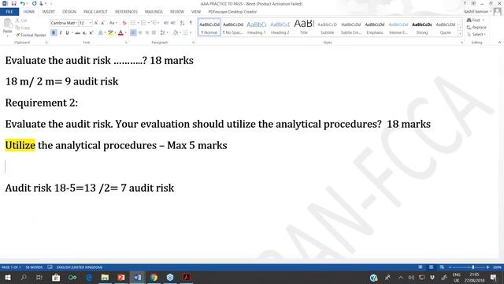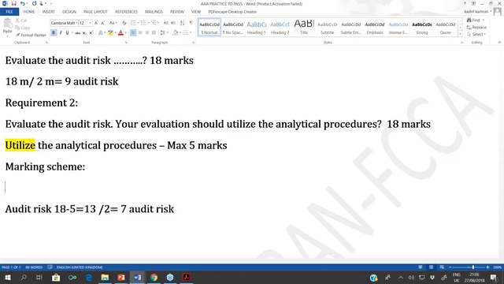But how should you do it? If you've seen the marking schemes of these questions, the examiner says: for each ratio calculated with comparative, 1 mark.